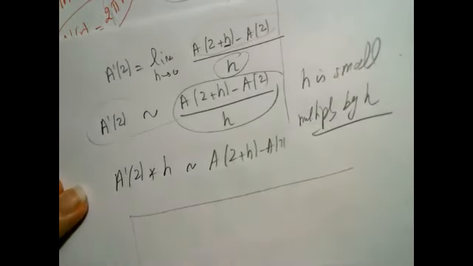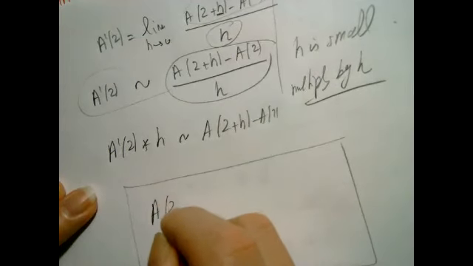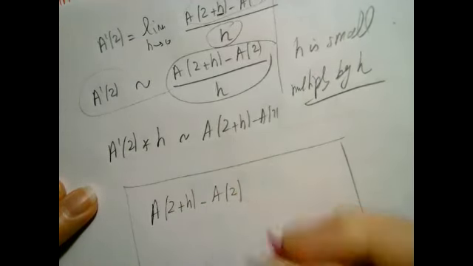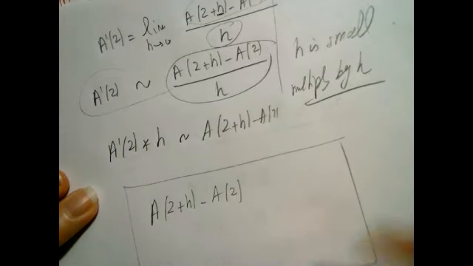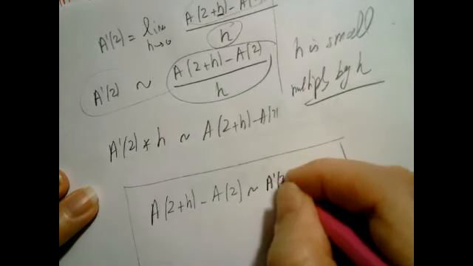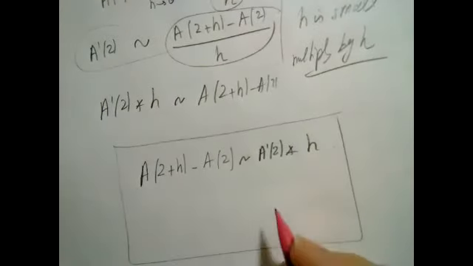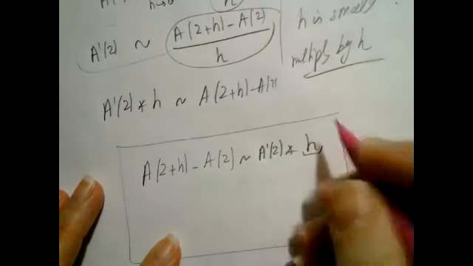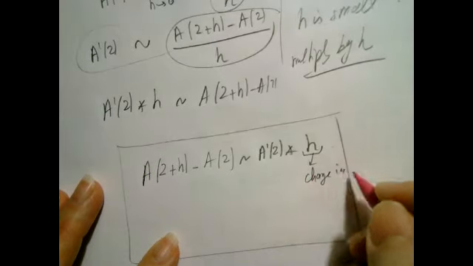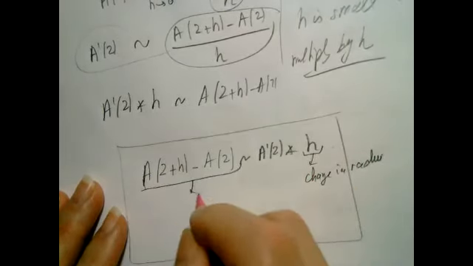So this tells me the following: that the change in the area is almost equal to the derivative at 2 times the change in radius. All right? So this is the change in radius, and this is the change in area.